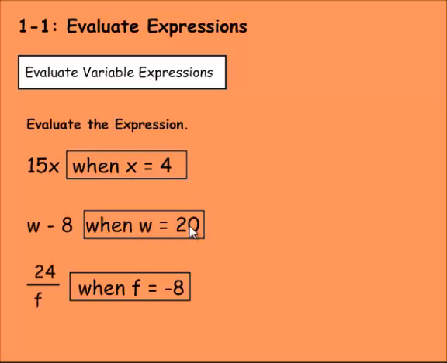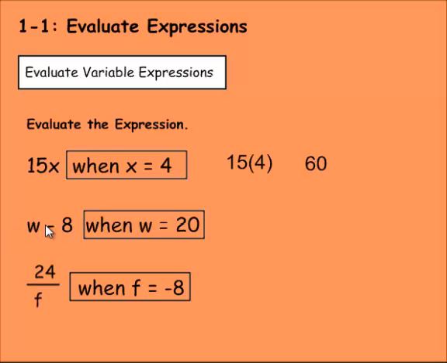So all we have to do is plug in the number that it's telling us for the letter that it has. So we have 15x, and it tells you that x equals 4. So all we need to do is plug in 4 for x. So we need to do 15, and it was multiplying times x, so multiply times 4. 15 times 4 would be 60.